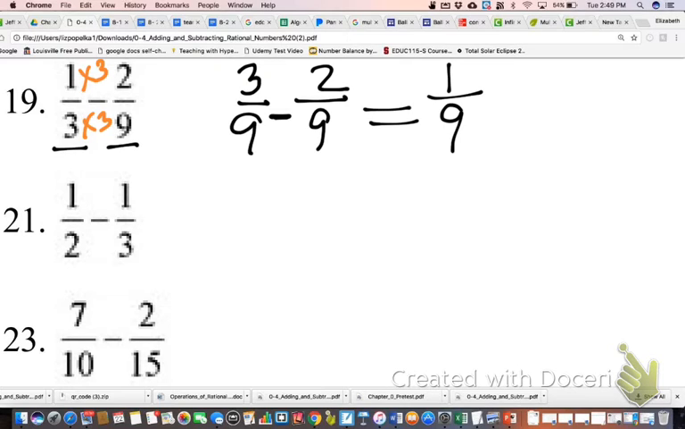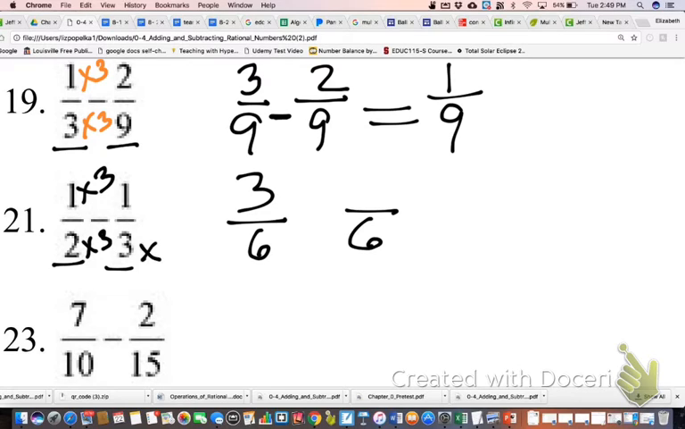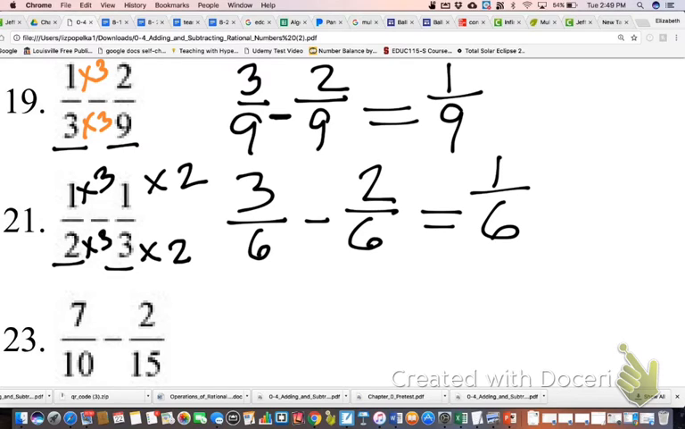Number 21, kind of the same deal. We don't have a common denominator again, so we need to get one there. So the smallest denominator that those two could have in common would be a 6. So I'm going to convert both of those into a 6. I would have to do 2 times 3 to get it to be a 6. So this becomes 3 over 6. And I would have to do 3 times 2 to get that one to become a 6. So this becomes 2 over 6. So 3 over 6 minus 2 over 6 becomes a 1 over 6.